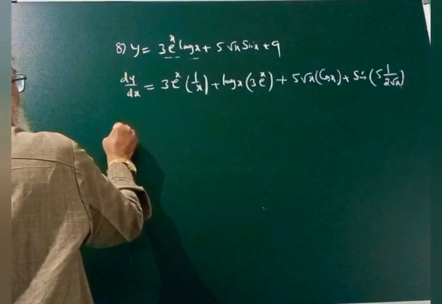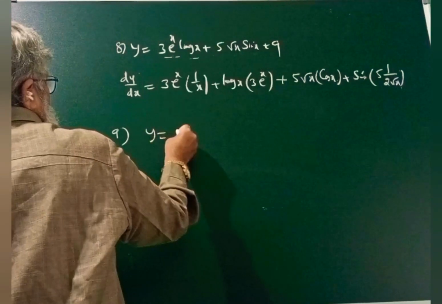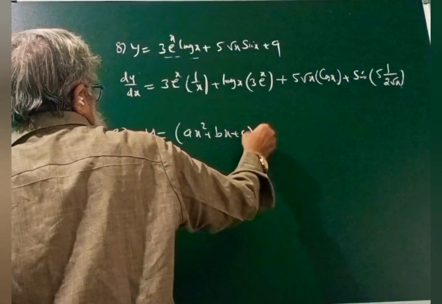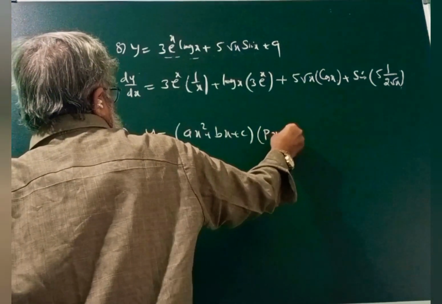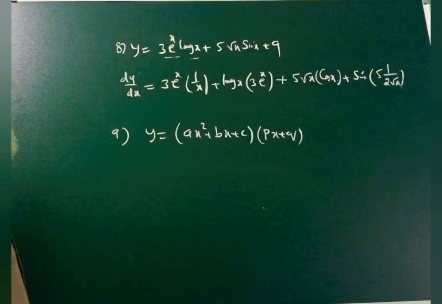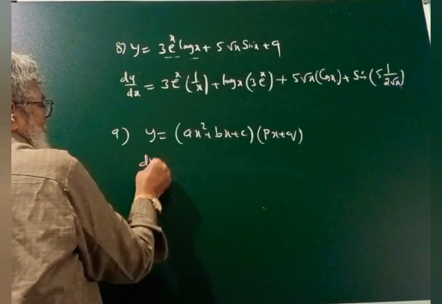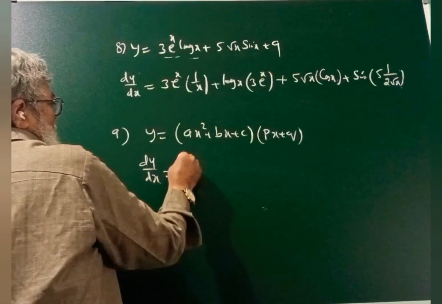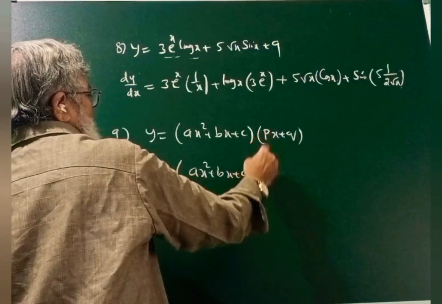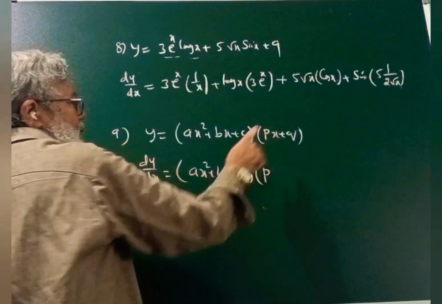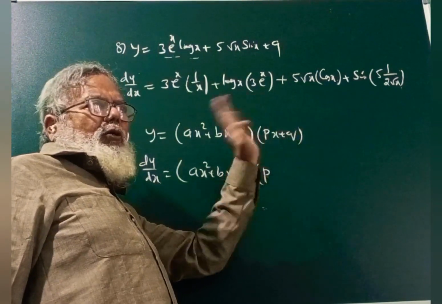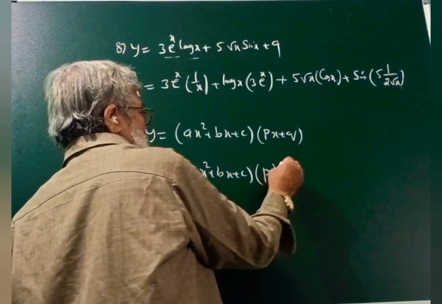So here you can see y is equal to ax square plus bx plus c, into px plus q, where a, b, c, p, q are all constants. At that time dy by dx is equal to product rule: first function as it is, derivative of this, p into differentiation of x is 1, p into 1 is p, differentiation of the independent constant q is 0. So this is p only.